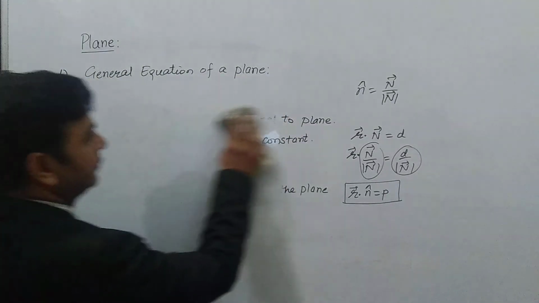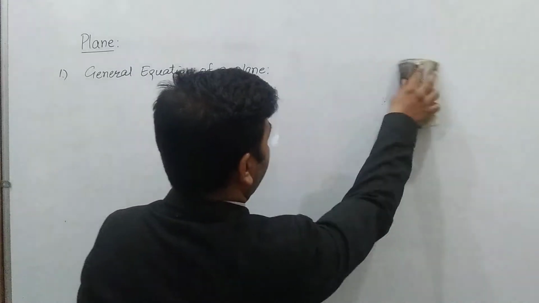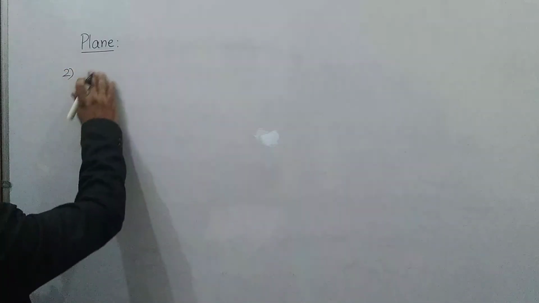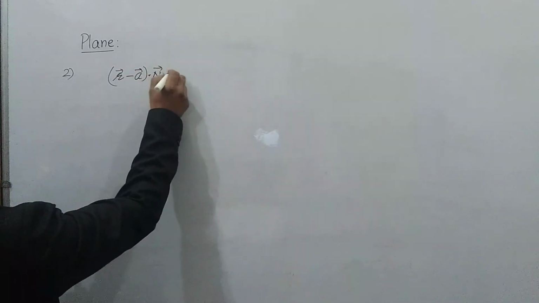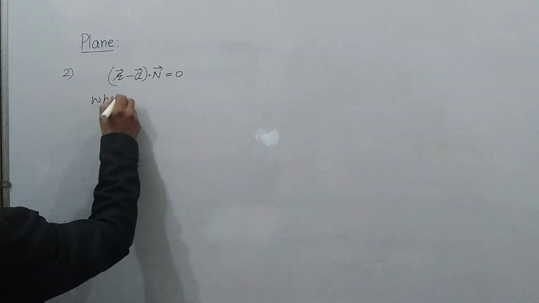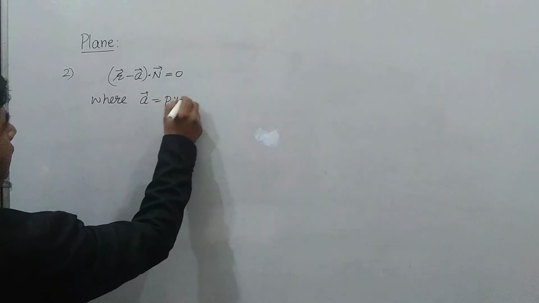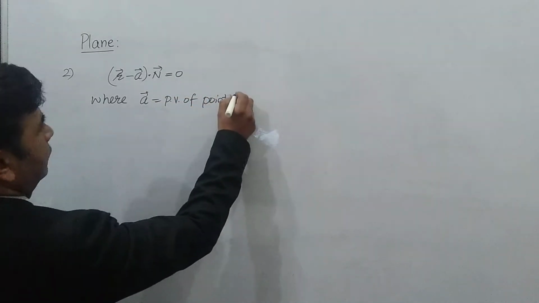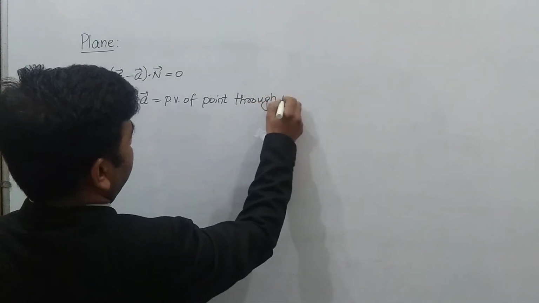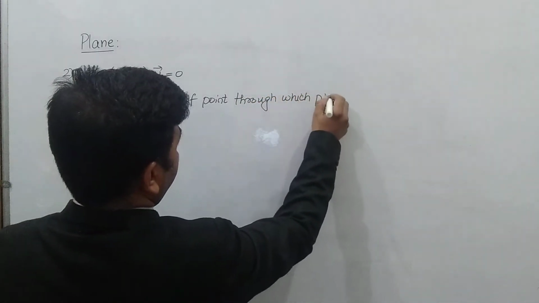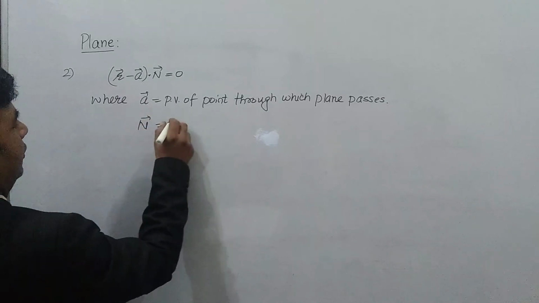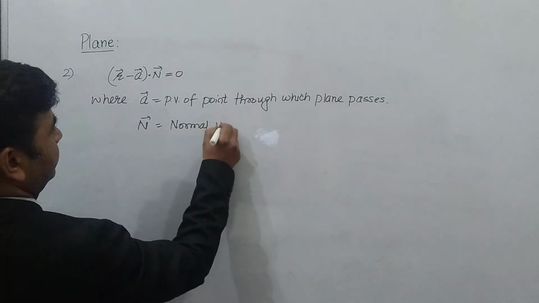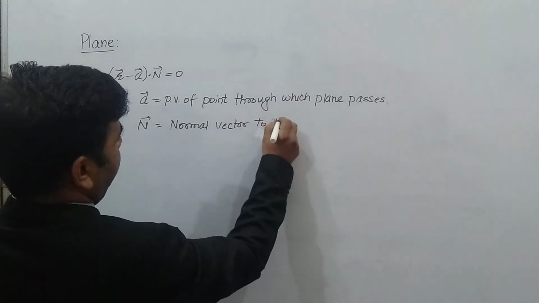The second case. Whenever the point is given to you through which the plane is passing and normal vector is given to you, this is the second type actually, and which is given by vector r minus vector a dot n vector is equal to 0, where vector a is your position vector of the point through which plane passes, and n vector is your normal vector to the plane.